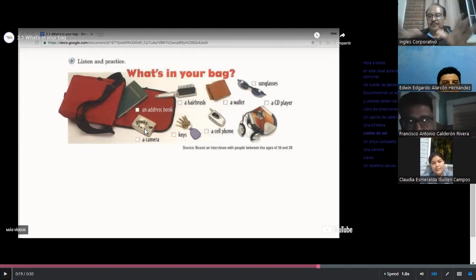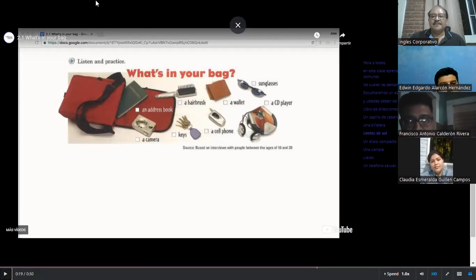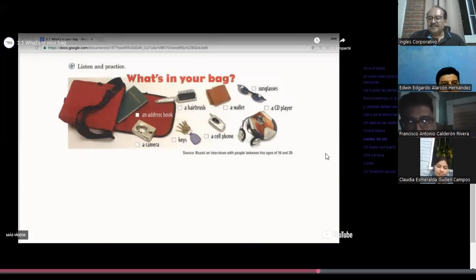Then, también la agenda de los números. Exactly, thank you. Yes, the address book too. The address book is here also. So you see they reduce, right? What other objects can you find in a bag? ¿Qué otros objetos hay en una bolsa? Hoy vamos a descubrir el secreto de las mujeres.